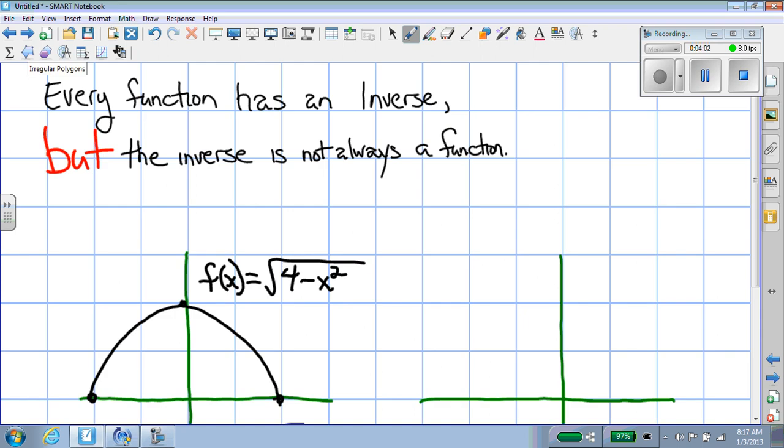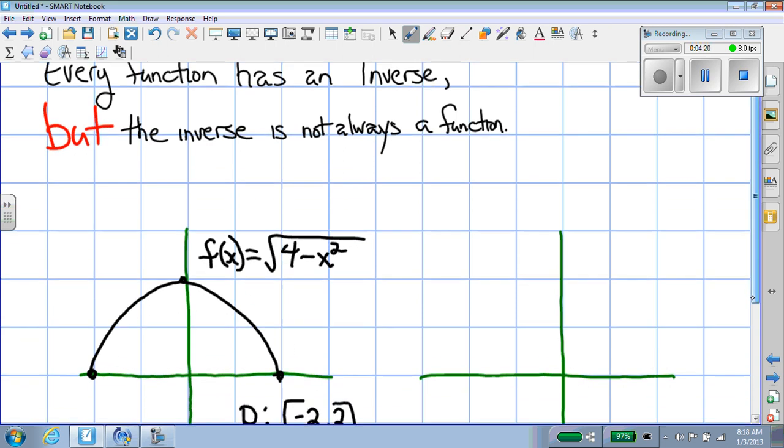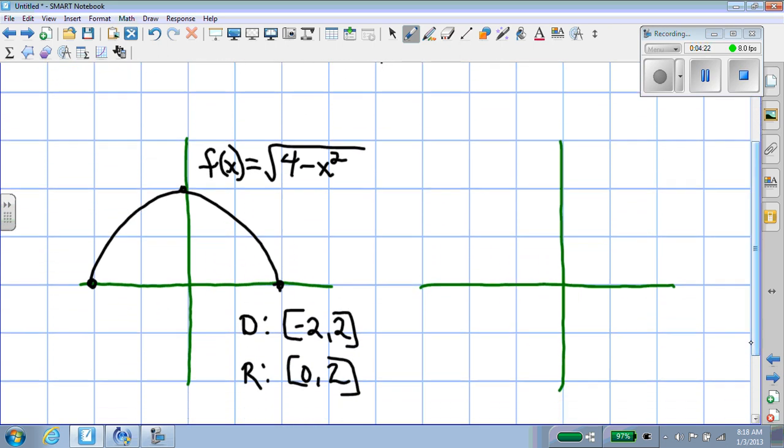Right, here's a fact. Every function has an inverse, but the inverse is not always a function. So let's take one of our nice basic graphs, the top of a circle. I'm going to use a circle of radius 2. So the square root of 4 minus x squared would make this nice top of a circle. Notice that its domain is negative 2 to 2, and its range is 0 to 2.